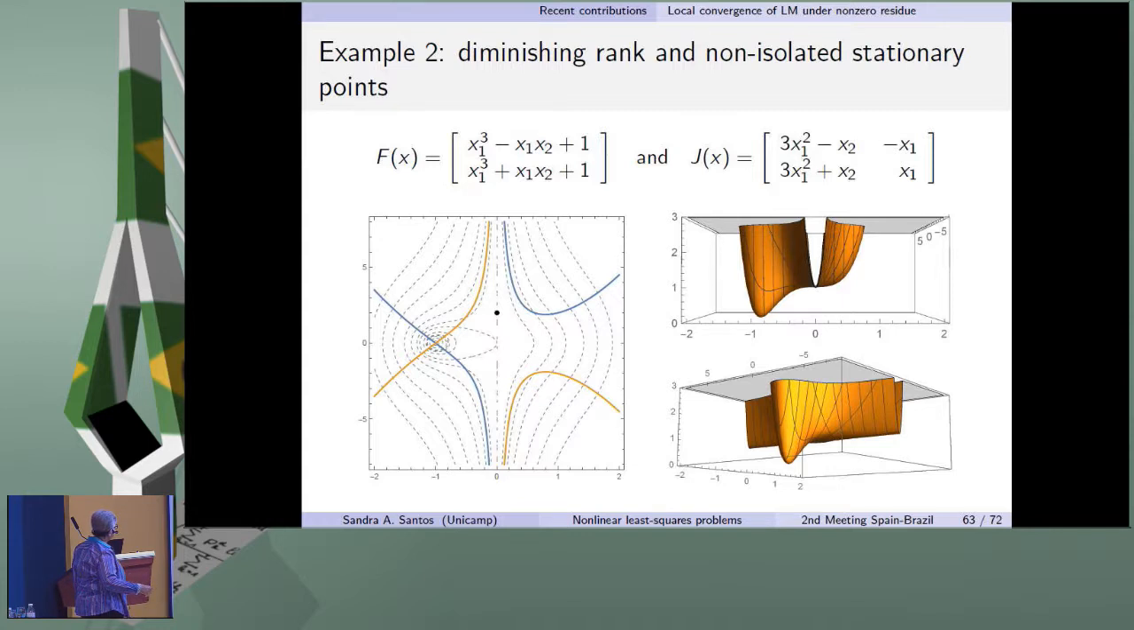Here in the plot we can see it. And there is also a set of minimizers where the gradient is 0, this straight line in the level set plot. And we concentrate the analysis on this point here.